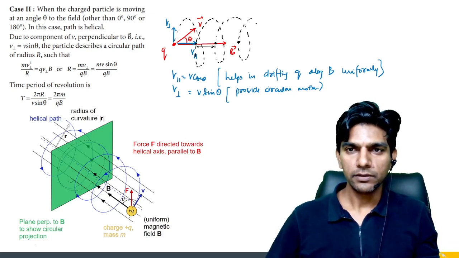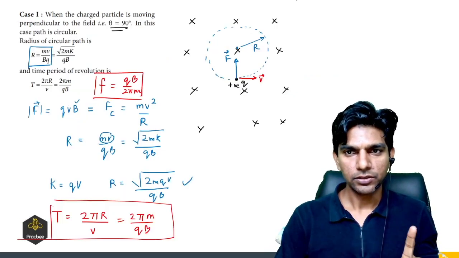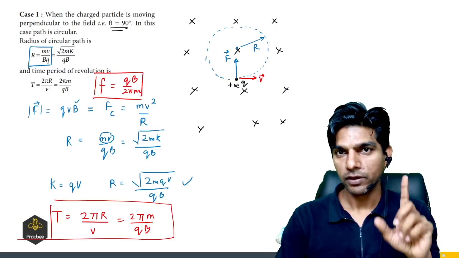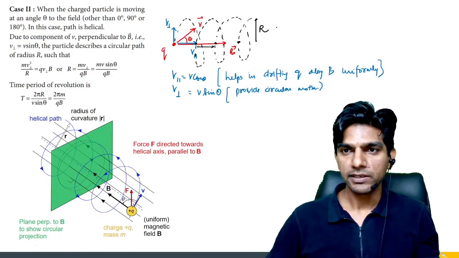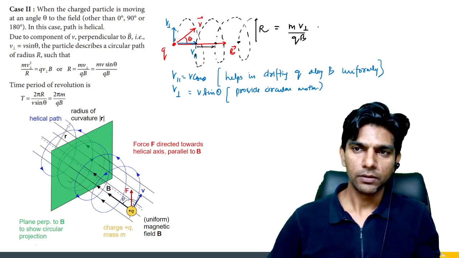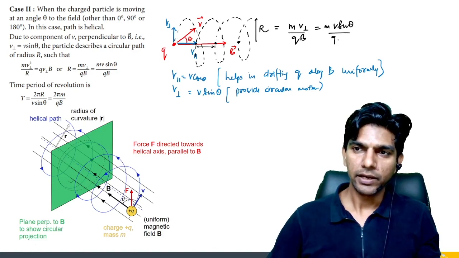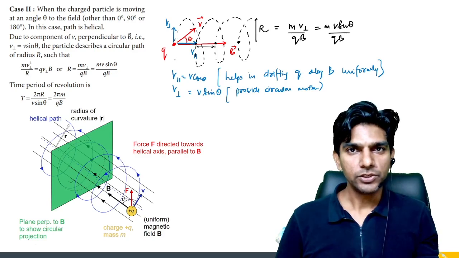So if you want to find the radius, let us say this is the radius r. And we know the formula of radius from the last section, it is mv upon qB, where v is the velocity which is perpendicular to magnetic field. So we can say r is m v perpendicular upon qB. So it will be m v sin theta by qB. So that is the radius of this helical path. Now what is the pitch?